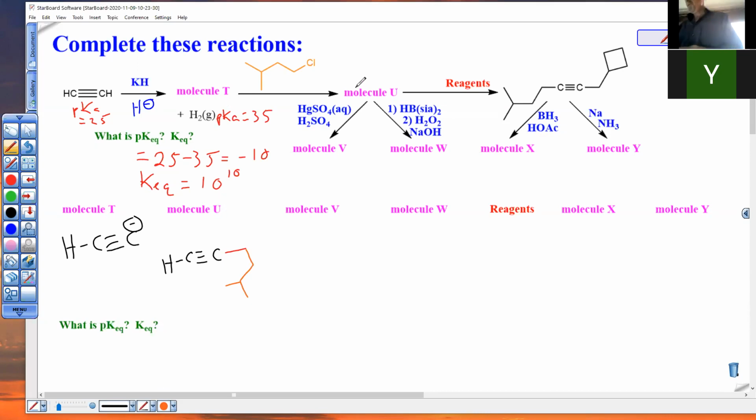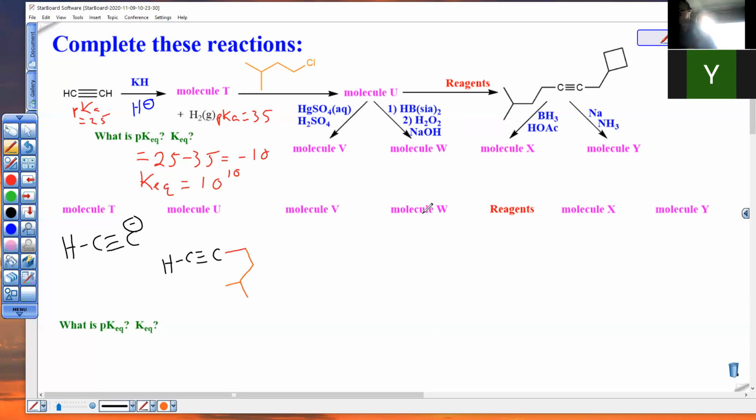And molecule U is a terminal alkyne, and we saw that we could make aldehydes or ketones from it. So which one makes the aldehyde and which one makes the ketone? The boron one puts the O on the end to make an aldehyde, so that's molecule W. Remember, you're not changing the number of carbon molecules going from here to here or here to here. So please count your carbons and make sure your product has the right number.